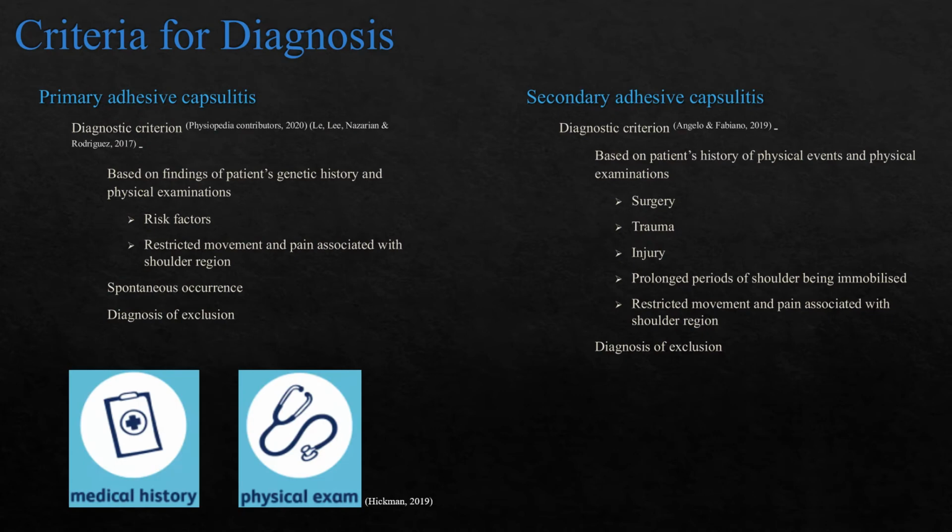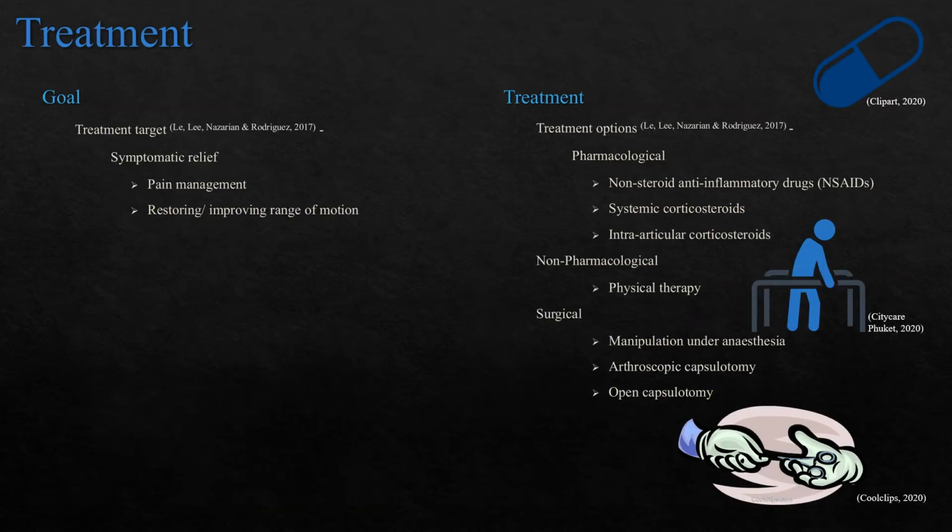Diagnostic criterion is based on type, with both often being a diagnosis of exclusion. Both types are based off of the signs and symptoms present in the patient's history and physical examination. Primary adhesive capsulitis is more dependent on the risk factors present in the patient and if the condition occurs spontaneously. Secondary adhesive capsulitis emphasizes the patient's previous physical history. So how is the syndrome normally treated?